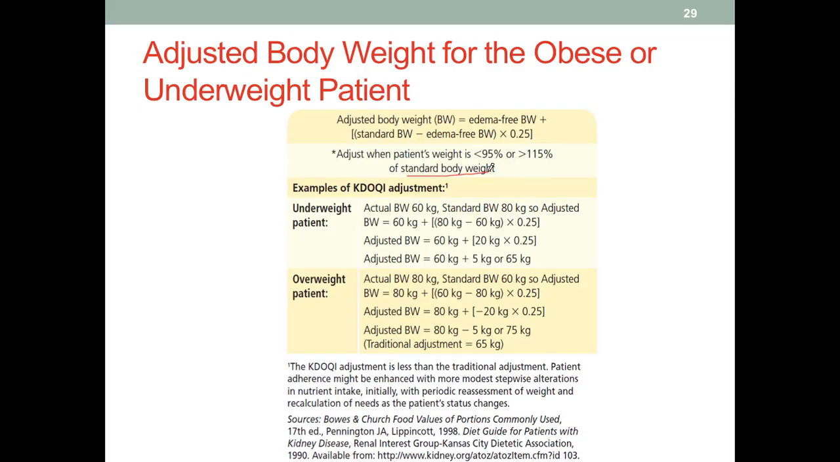So please pay attention also to the indication for adjustment, so when to adjust. And we'll want to do that when the patient's weight is below 95% of ideal body weight, meaning that they're underweight, or above 115% of the ideal body weight. So either if it's too high or too low, we need to use this to adjust.